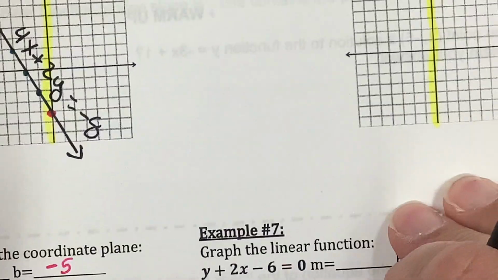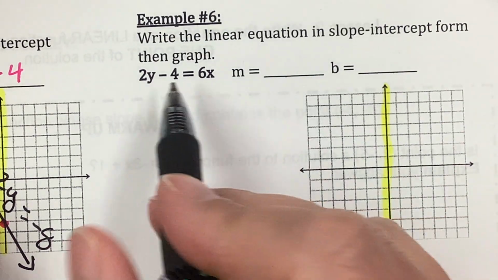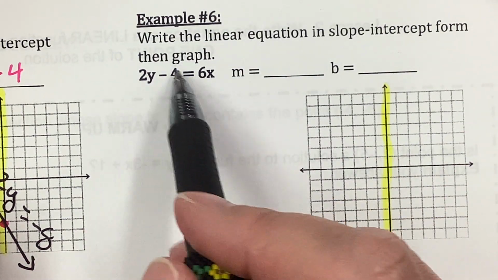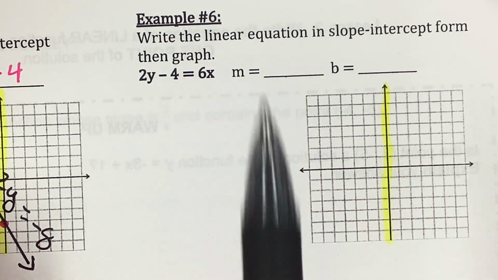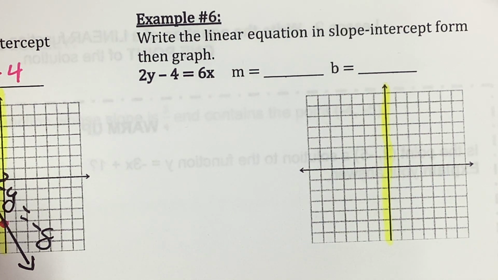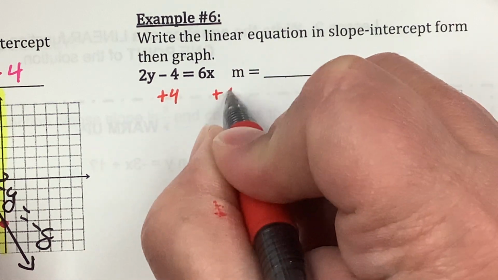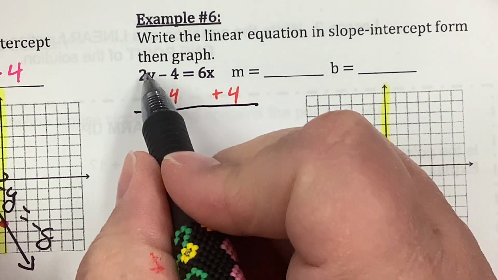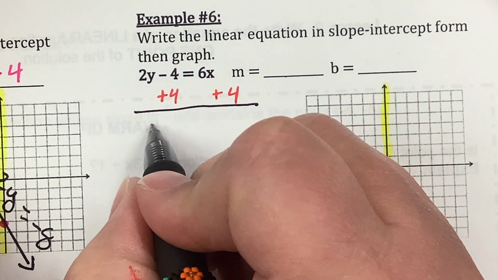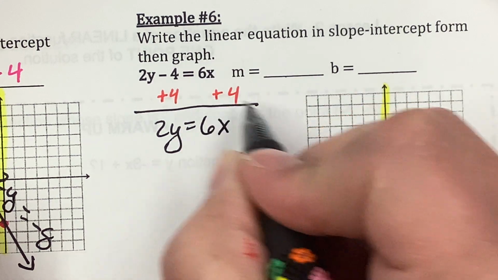All right, next. Well, for number 6, oof, look at me not able to count. My x and y are on opposite sides, but my constant is on the same side. So I gotta move the constant over. So the opposite of -4 is +4. And I'm gonna move that constant to the right. 2y minus 4 plus 4 is 0, so this is 2y on this side equals 6x plus 4.